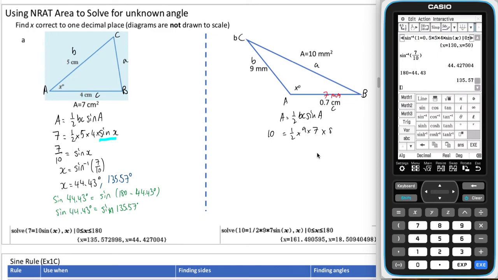Now, I'm a bit lazy in this case. I'm just going to use my ClassPad. Okay, so I go shift equals for solve. 10 is equal to 0.5 times by 9 times by 7 times by shift 1 sine of x, close bracket. Now we need to say given that, right? So we go into Maths 3, that's the given that button, and x has to be in between 0 and 180 degrees. So we get the answers of 161.49 or 18.5.